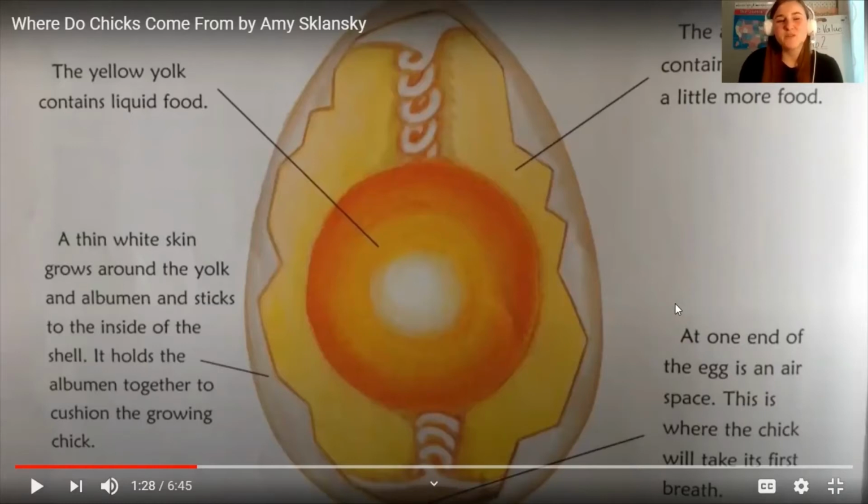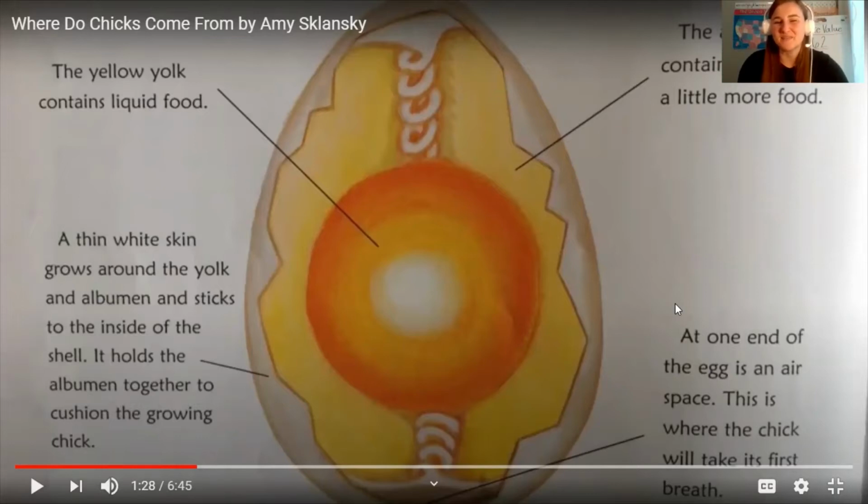Very good. So second grade, I want you to just take a moment to think about how the visual of this egg and the labels could help you understand more than just words, because I don't know what the inside of an egg looks like. So the visual is very helpful.